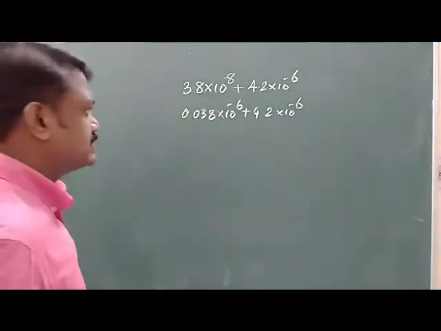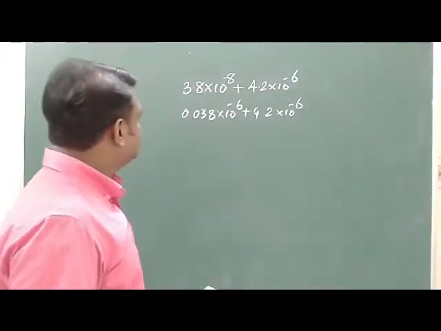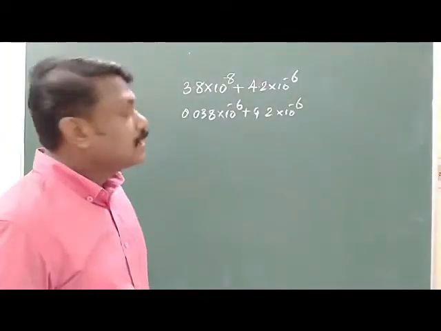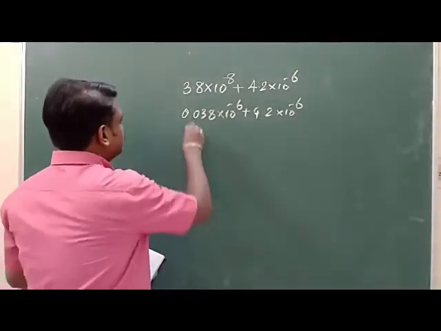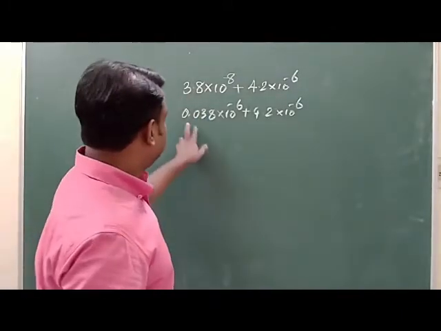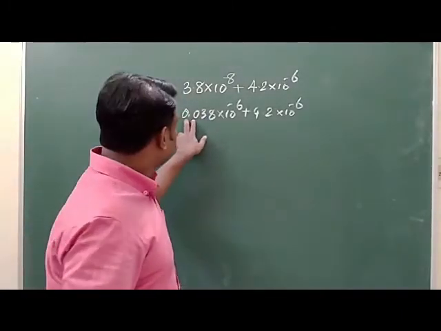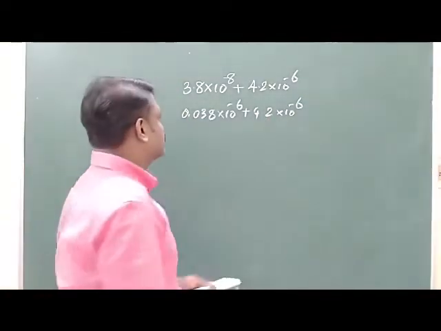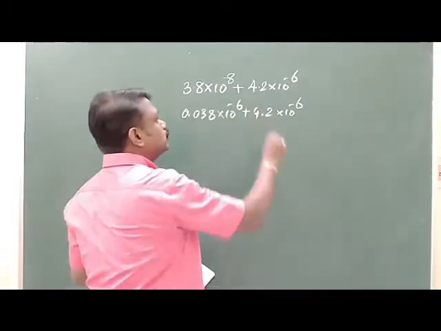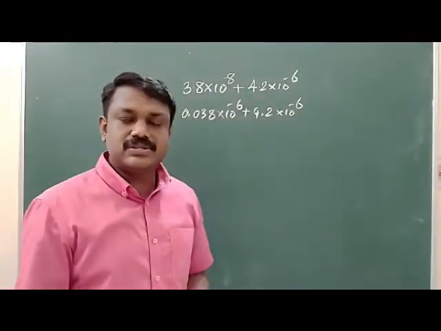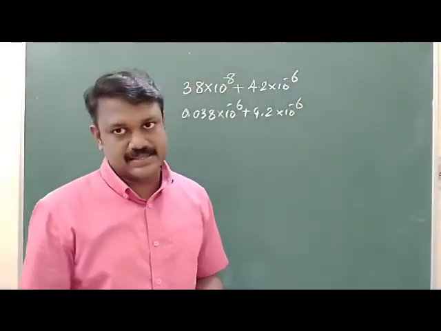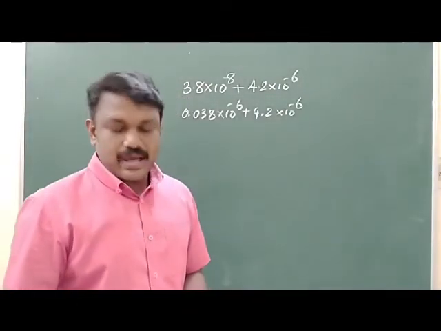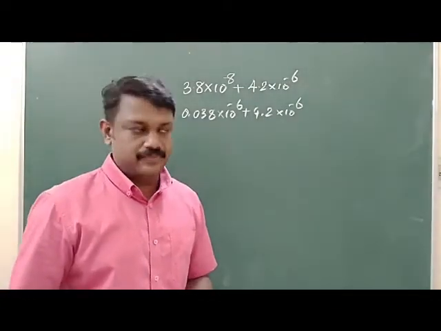So both are in the same order now. Which number has the least significant figures? This one is 0.038, and these two zeros are not significant figures. Moreover, 4.2 has the least number of significant figures, so the answer should carry two significant figures.